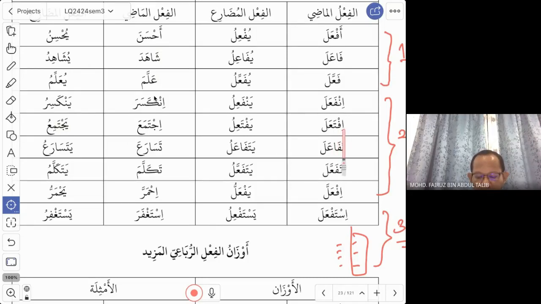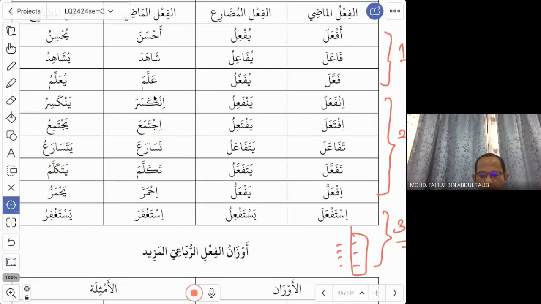Now, another wazan, ifta'ala. You have alif and you have ta. Ifta'ala. So here you have alif and you have ta, or you have hamzah and alif and ta. Ifta'ala, ijtama'a. The original letters are jim, mim, ain, fa, ain, lam. Ijtama'a means to meet, to have a meeting or to gather. And the mudari is yafta'ilu.